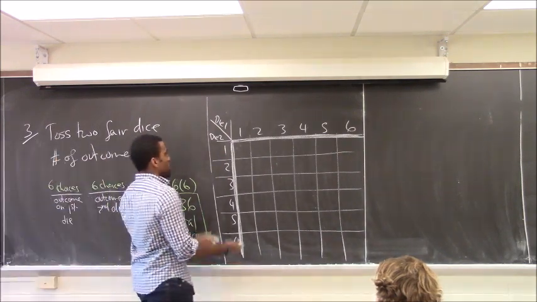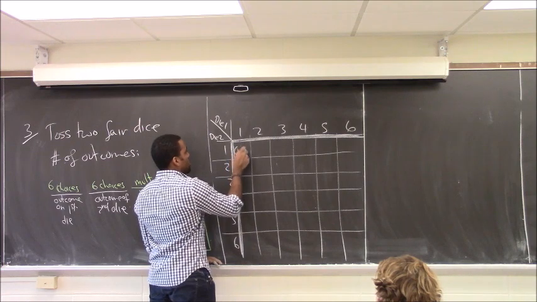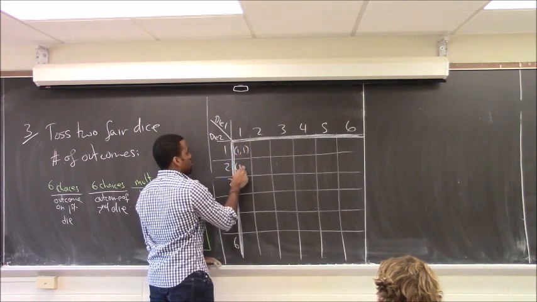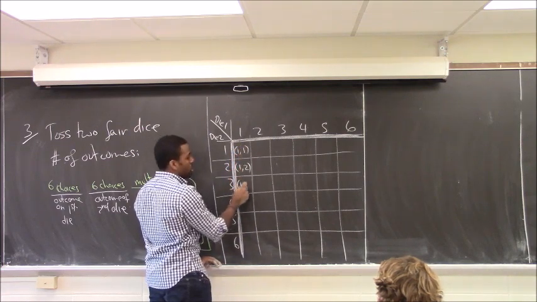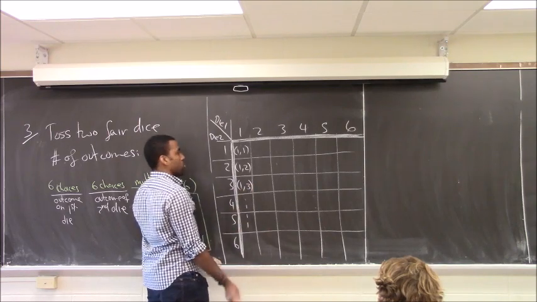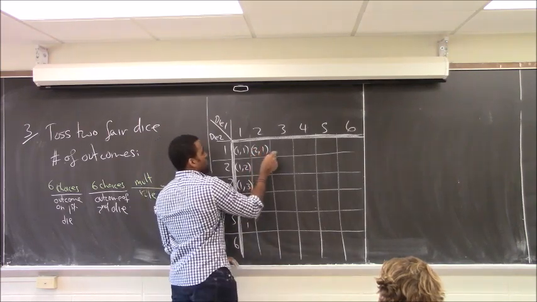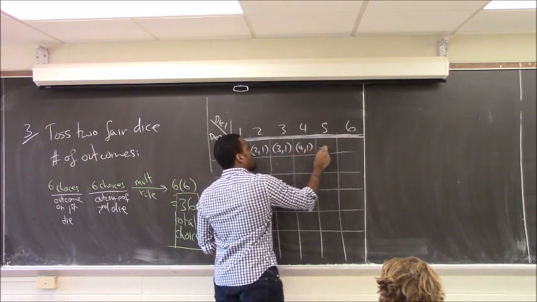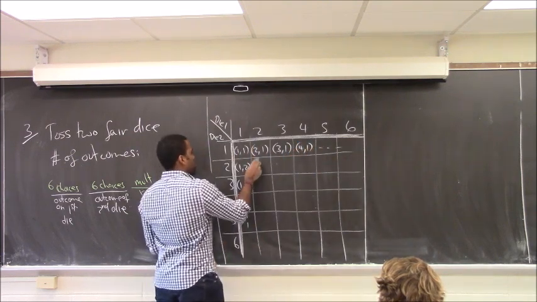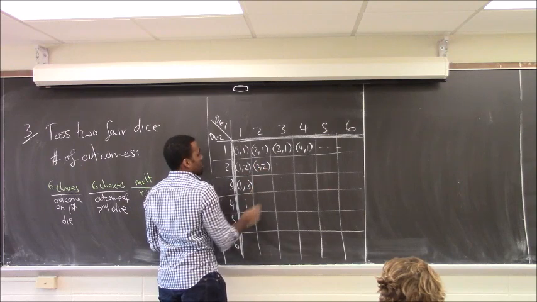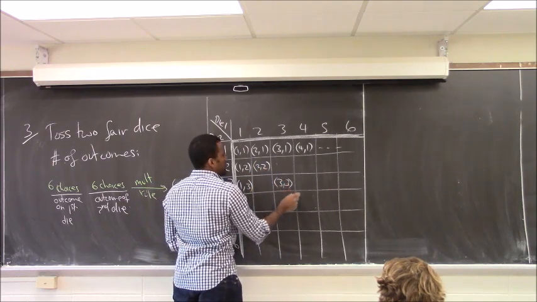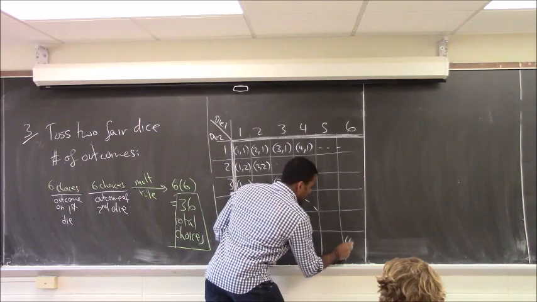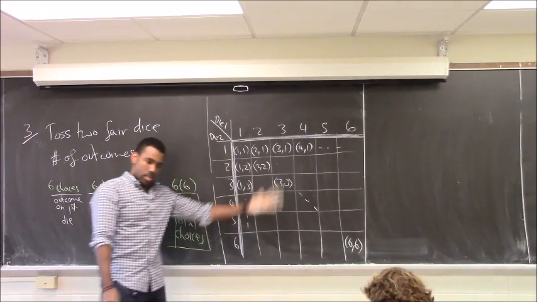One possibility is that die 1 gives you 1 and the other one gives you 1, or it could give you 1 while the other gives you 2, or 1 and 3, and so forth. Or this can give you 2 and that gives you 1, this can give you 3 and that gives you 1, this can give you 4 and that gives you 1, and so forth. And then it will be 2, 2, and here of course 3, 3, and so forth, all the way down to 6, 6, and you can fill in the rest, right?